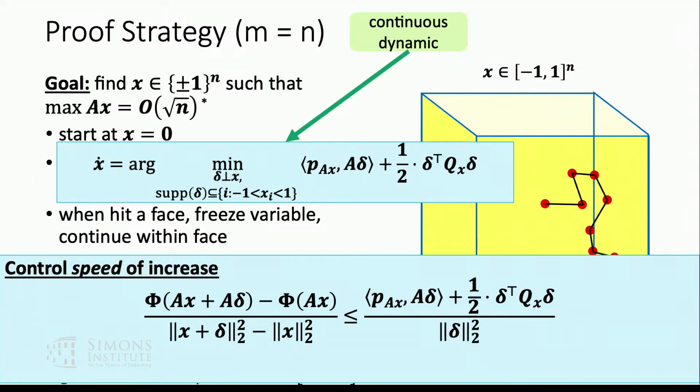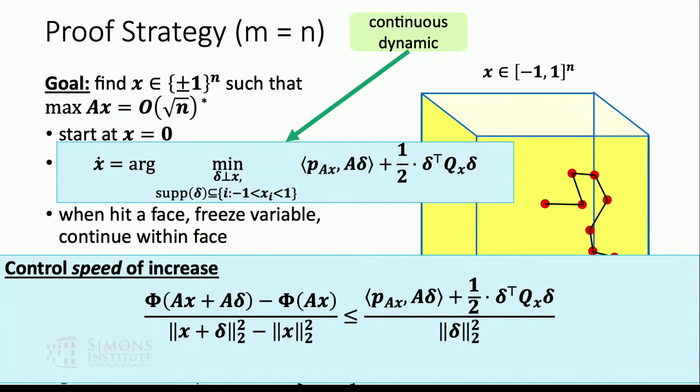Now, of course, generally, what I can do in continuous time is just solve a sequence of quadratic minimization problems of this type. Of course, I only want to update the coordinates of x that are not frozen yet, right? So I just need to restrict the support of my delta, and I want it to be orthogonal to my current x.